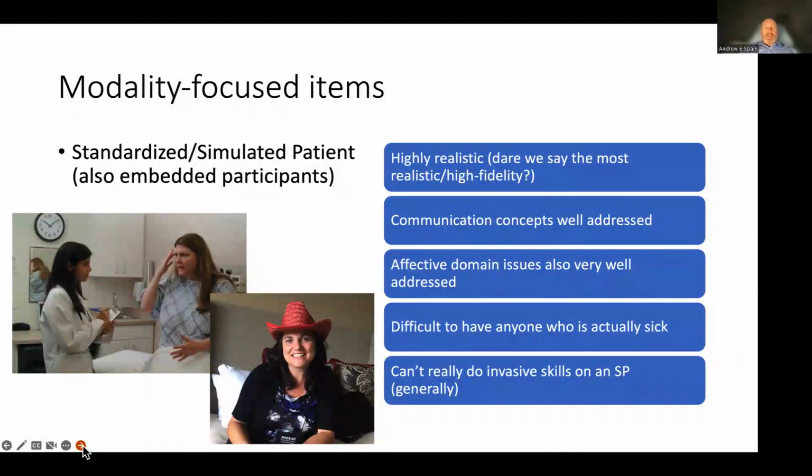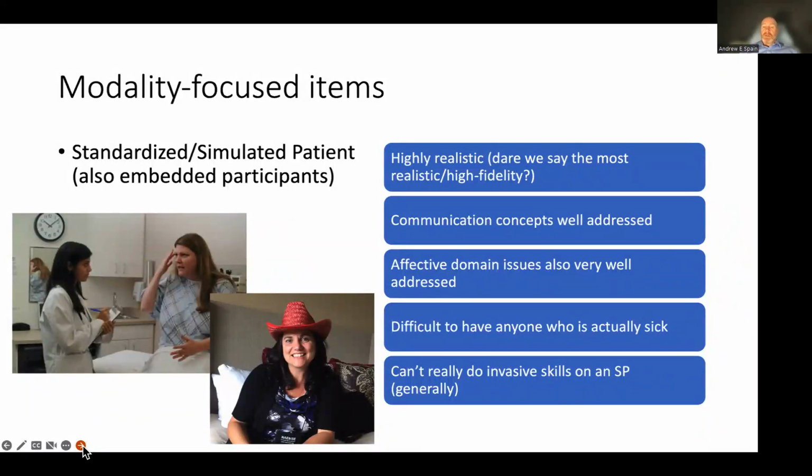Standardized and simulated patients, you'll see that term used in different ways. Also things like embedded participants. A lot of it depends on their role, but one can argue that standardized patients are actually some of our most highly realistic, high fidelity pieces of our simulation arsenal itself, because it's the closest to a real patient. We know when we're looking at a mannequin or an IV task trainer, the skin just isn't the same. No, we're not starting IVs on our standardized patients, just so we're clear on that. And that's one of the limitations of SPs, because we rarely can do those invasive types of skills.